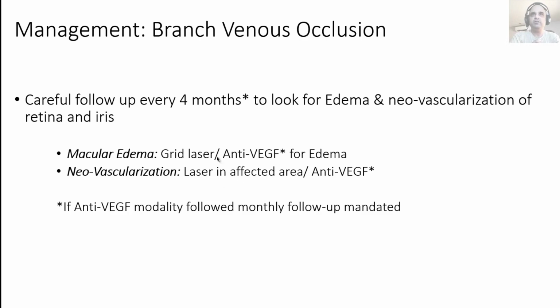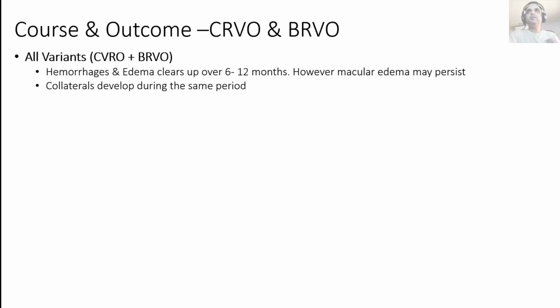You don't need to destroy all of the retina, i.e. you don't do PRP or anti-VEGF. Since anti-VEGFs have come around, laser is very rarely used or used in combination with anti-VEGF. And obviously, if you're doing anti-VEGF, you do a monthly follow-up and not a 4-monthly follow-up. So let's talk about the course and outcomes.